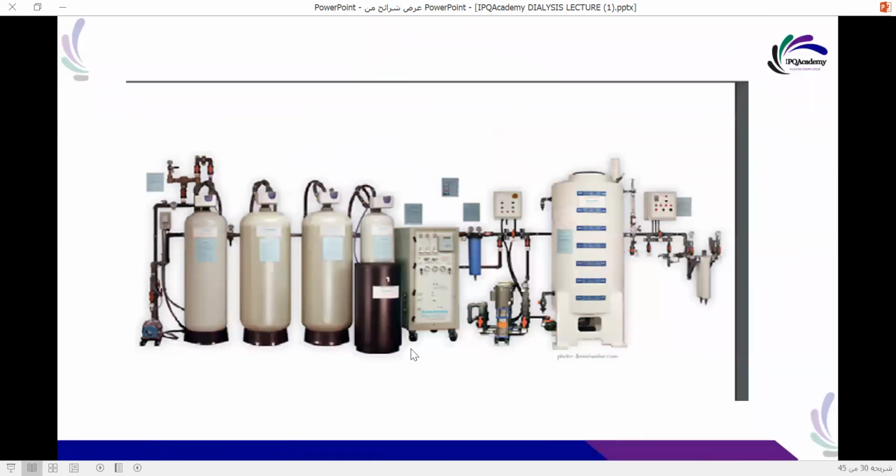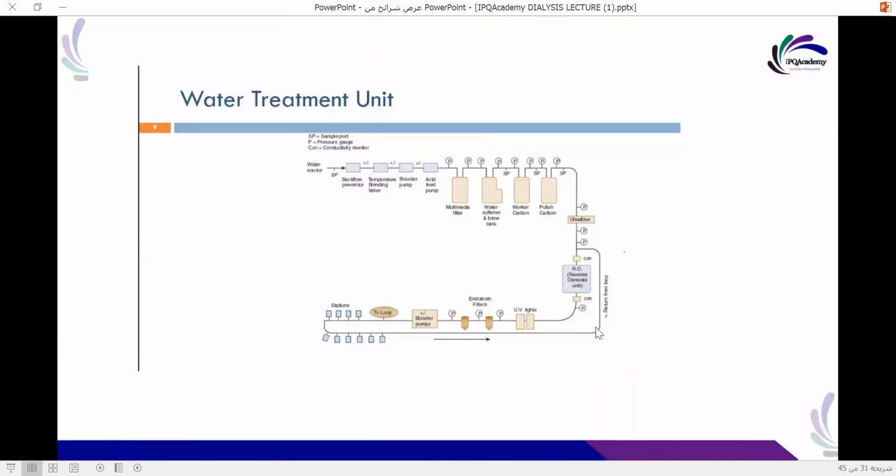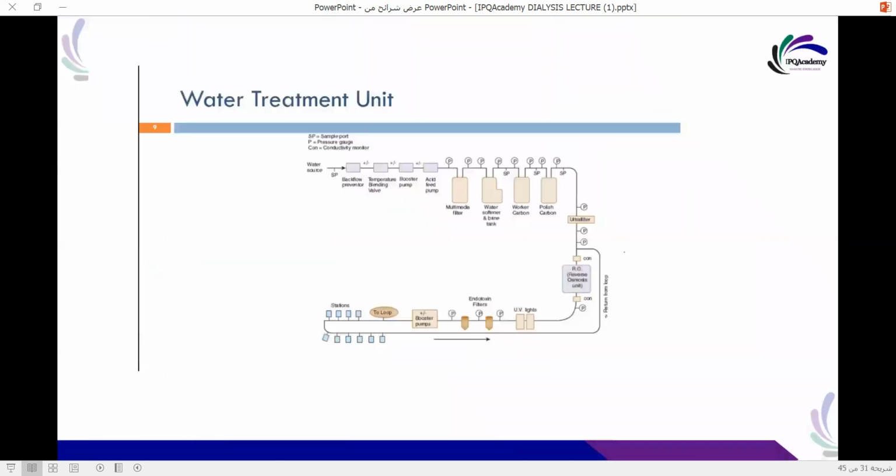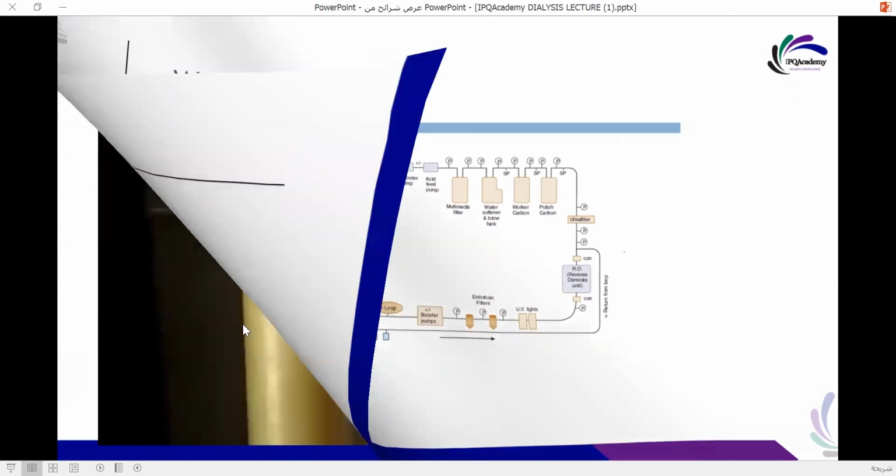Another type of station has the same components, but here you will see an ultrafilter for bacteria and endotoxin after the tank of potable treated water. The water treatment unit, as we see here, has a filter, then the reverse osmosis, then the ultraviolet and endotoxin filter, then the pump, then the distribution loop to reach the machines. The blue color represents the machine.